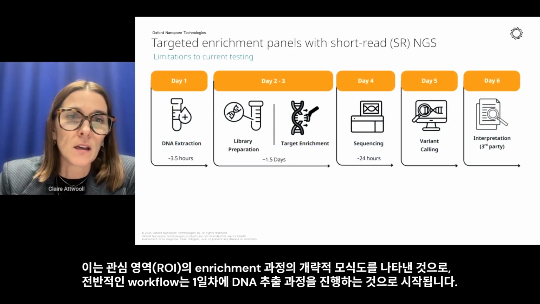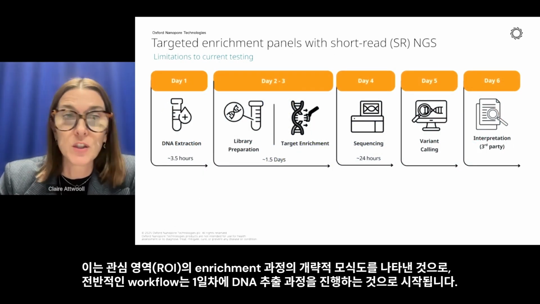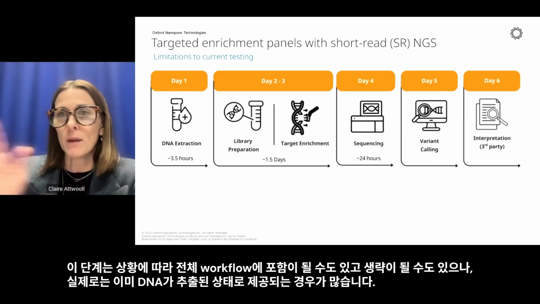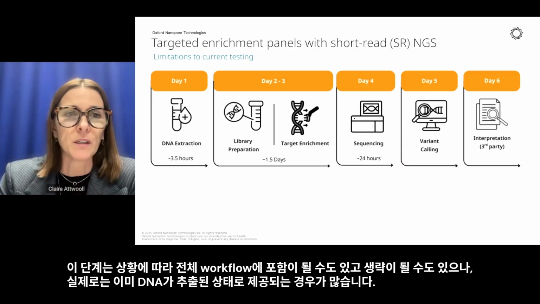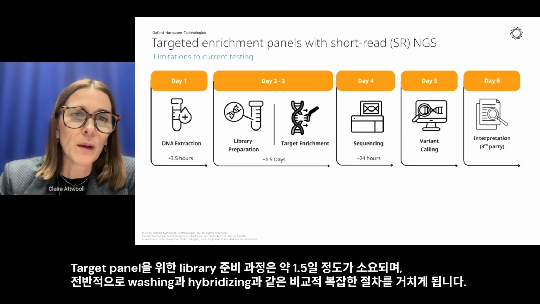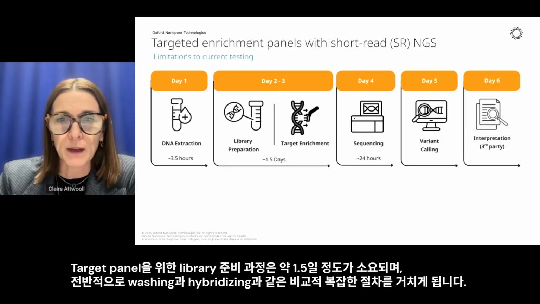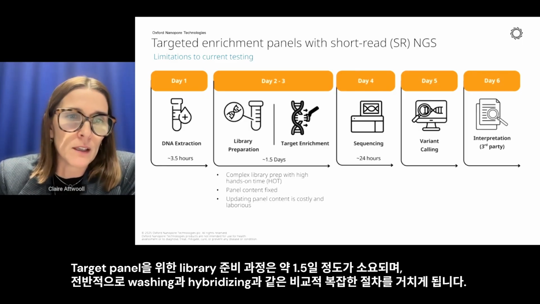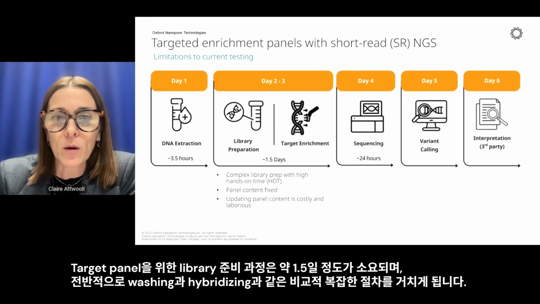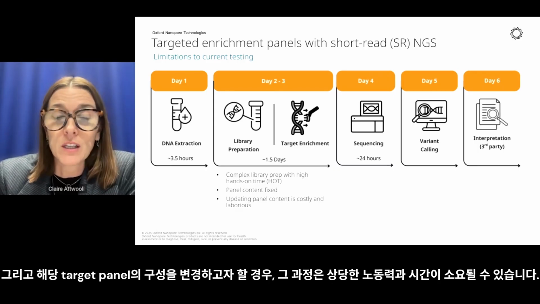So this is a sort of schematic of what targeted enrichment looks like. We've put DNA extraction on day one. This may or may not obviously be incorporated together, but often the DNA has already been extracted. So the library prep for a targeted capture panel is about a day and a half or so, it's quite complicated. There's a lot of washing and hybridizing, and if you want to change the content of that panel, it can be really laborious.